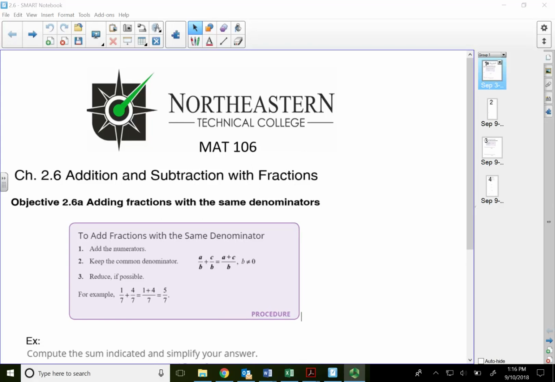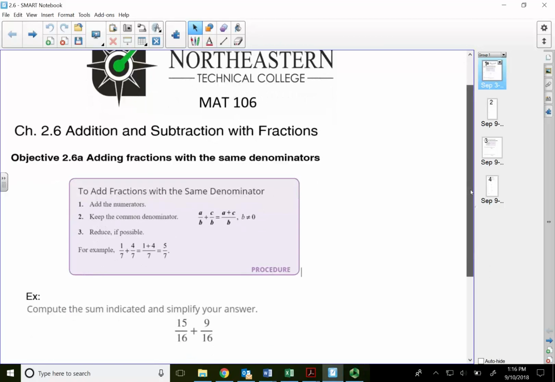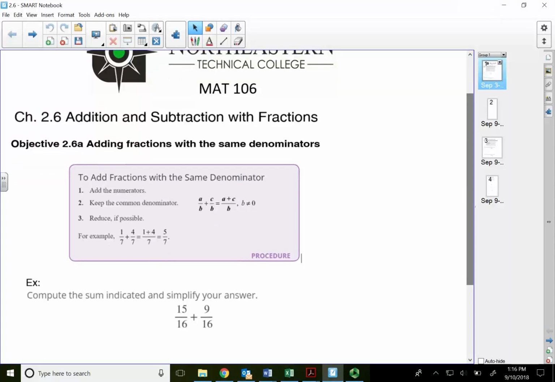Welcome to Module 2.6. In this module, I'm going to show you how to add and subtract with fractions. In this particular video, I'm going to quickly demonstrate how to add fractions with the same denominators. I'm also going to show you how to subtract fractions with the same denominators.